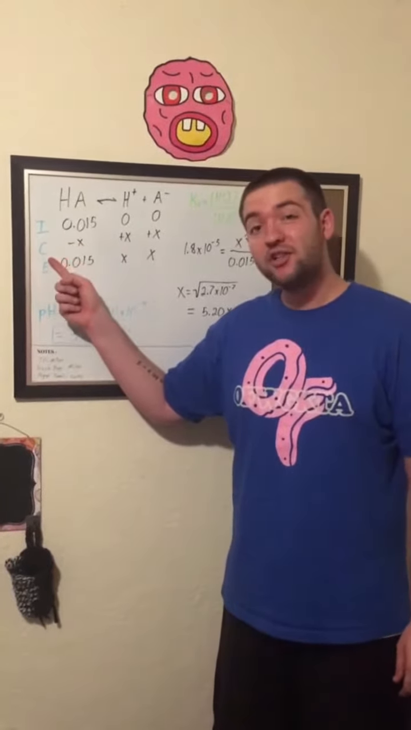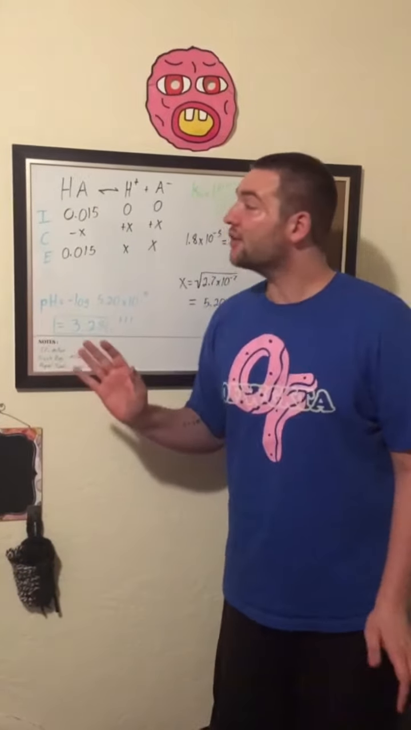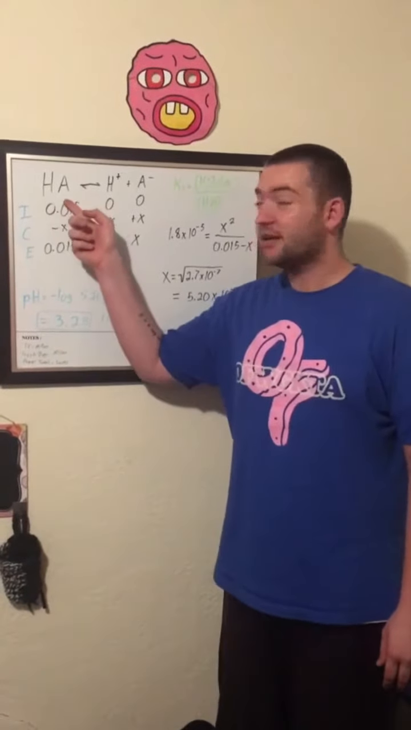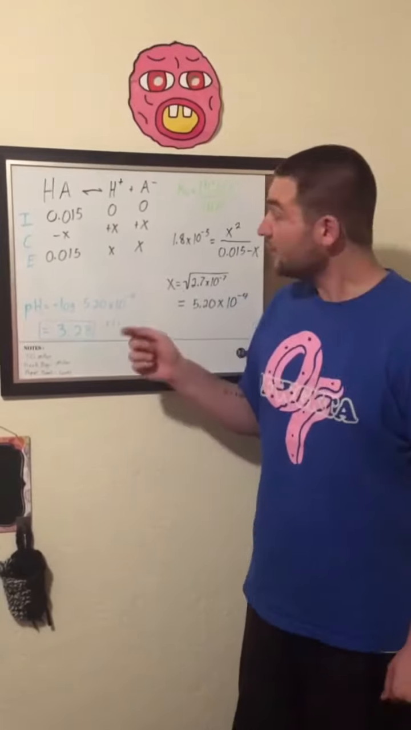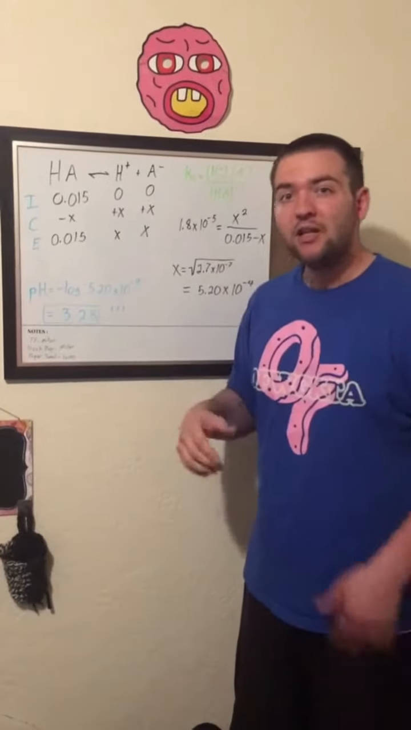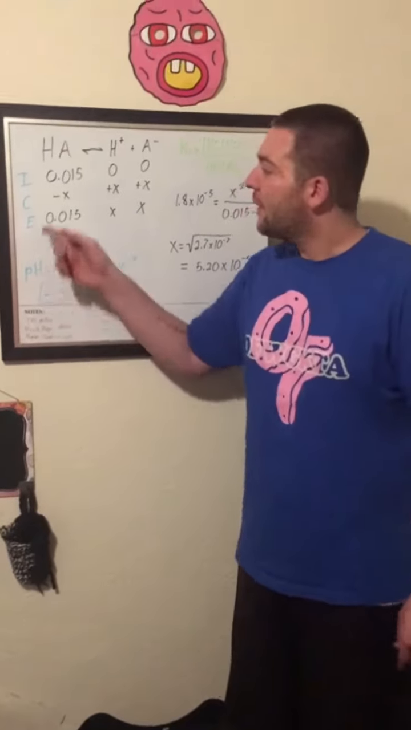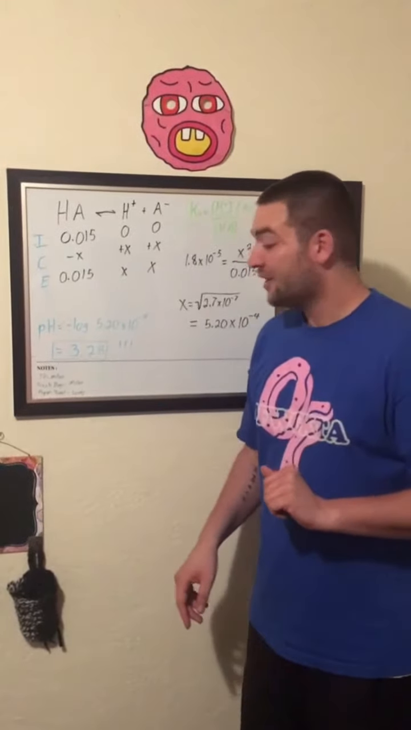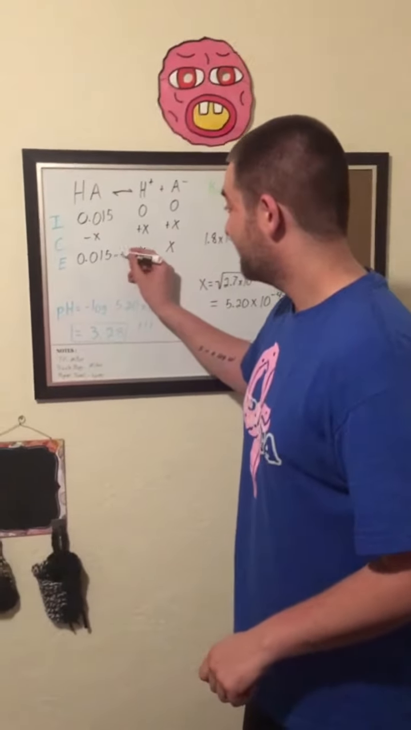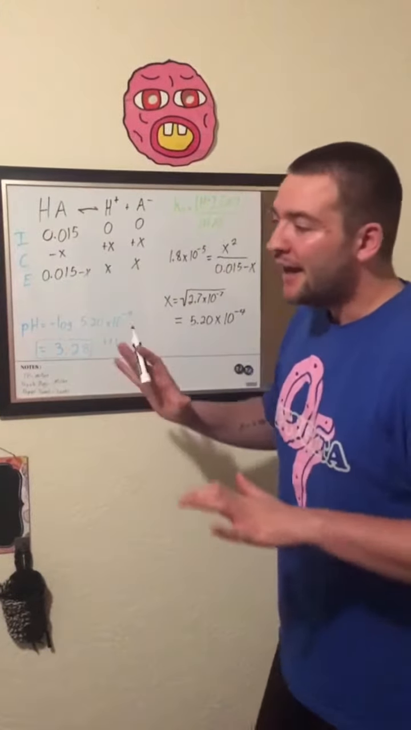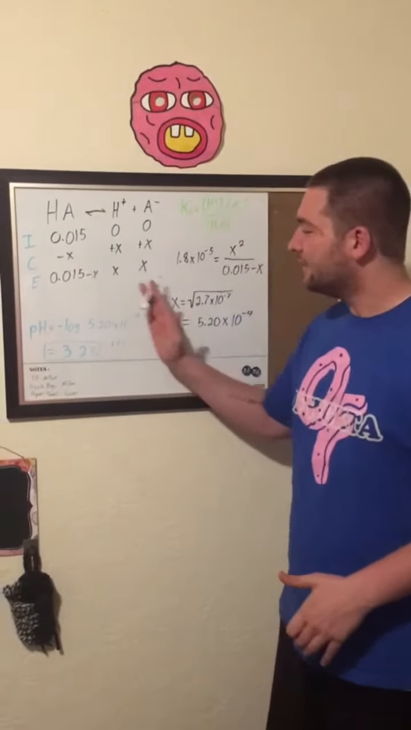Initial, change, and equilibrium. Now in the question, we started off with 0.015 acetic acid, which I showed here as a generic weak acid. Which means initially we had 0 hydrogen ion and 0 conjugate base. Now what was our change? We don't know. Minus x, plus x, and plus x. So, what's our equilibrium? 0.015 minus x, x, and x. Now, how does this help us?